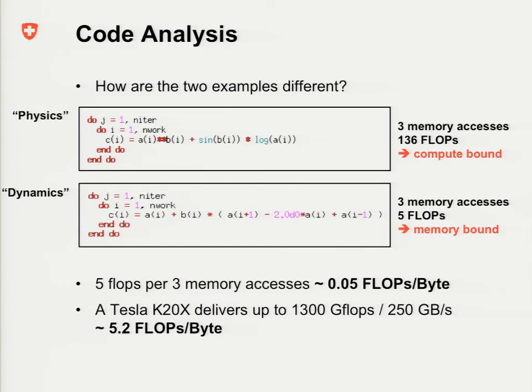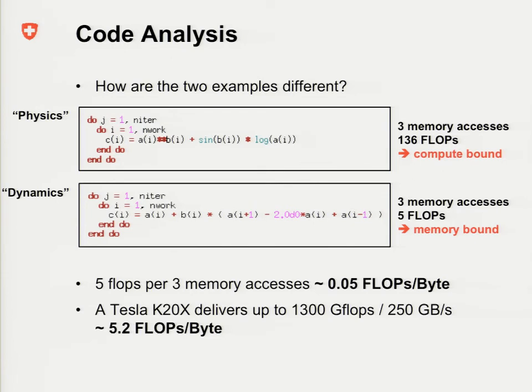Basically, I count the number of memory accesses. Sorry, this is the example down here. I count the number of memory accesses. So I have to read A, I have to read B, and I have to write C. I'm assuming that these two stay in cache while we do the loop. So I have 3 memory accesses, and I count the number of flops. I have 5 flops: an addition, a multiplication, a subtraction, a multiplication, and an addition. And if you think about how many flops per byte that gives you, it gives you about 0.05 flops per byte from system memory being read.